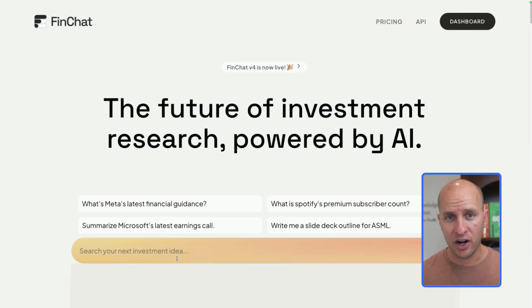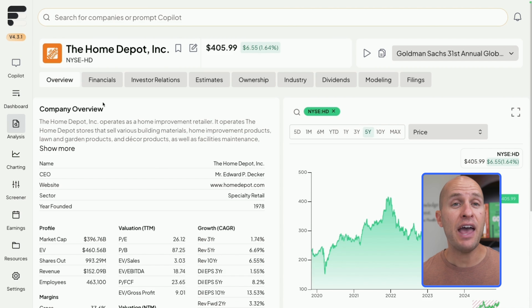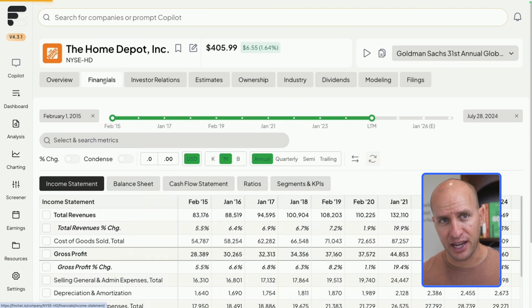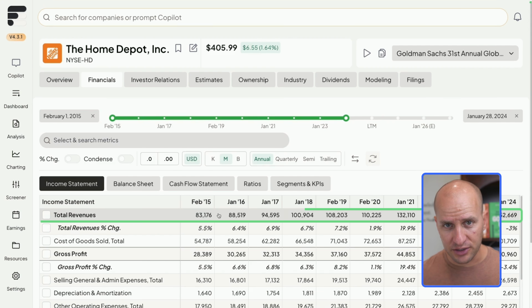Now, if you're an investor, it can actually be more helpful to get more than 3 years of data so you can draw conclusions as to whether a business is growing, dying, or cyclical. To figure that out, I'm going to head on over to finchat.io and enter Home Depot stock. Then I'm going to click over to the Financials tab. The income statement comes up by default, and I'm simply going to click on Total Revenues.